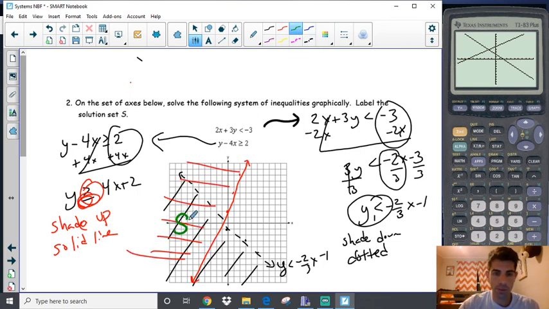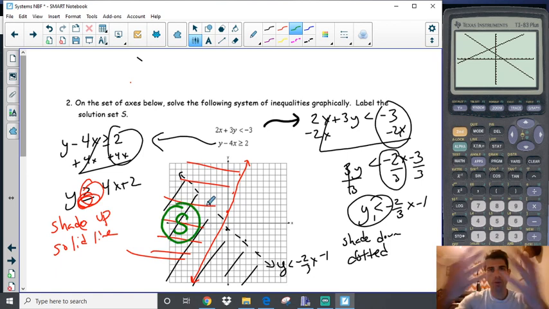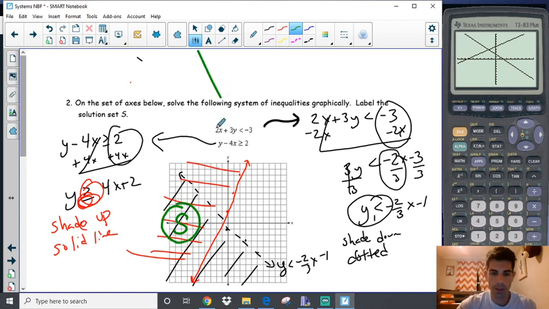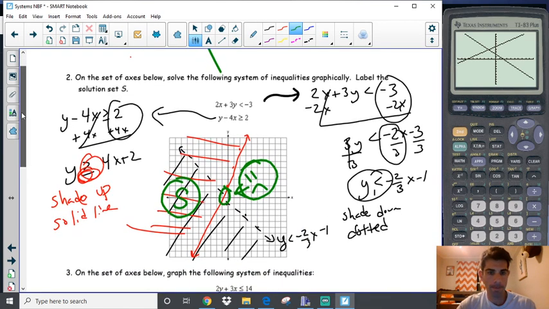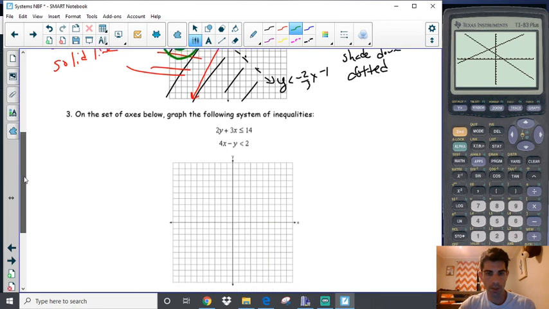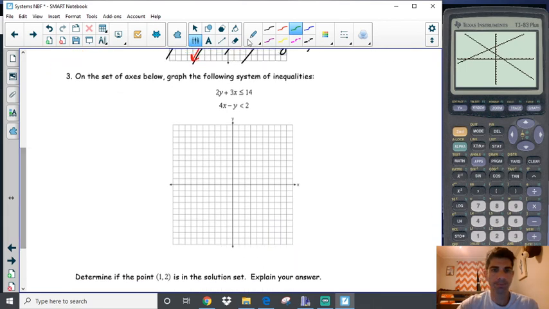And the solution is where the red and the black crisscross. There's your solution. And again, in this case, that point of intersection is not a solution because this dotted line, those points don't count. Okay. Moving on to number 3. Okay, again, same idea.